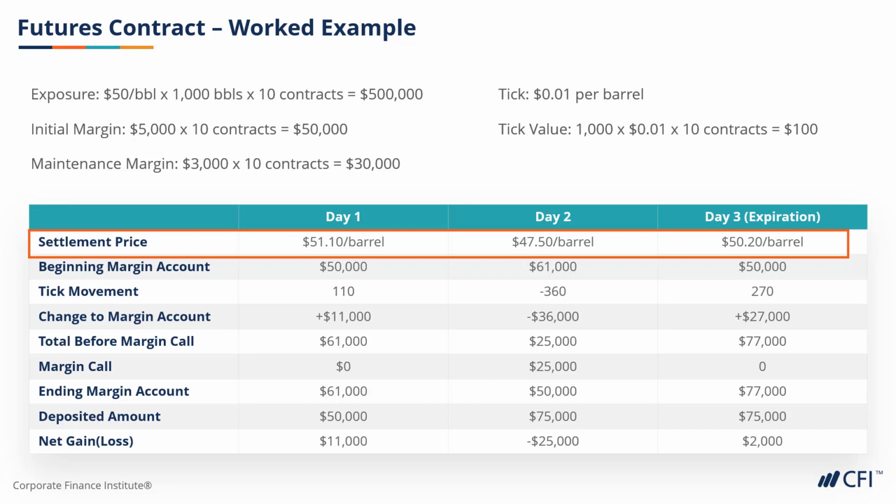At the end of day two, the price dropped to $47.50. And then on day three, the day that the contract is delivered and the contract expires, the price of oil moves to $50.20. Instead of talking to the numbers here, let's now move to Excel and we'll build a small working model.